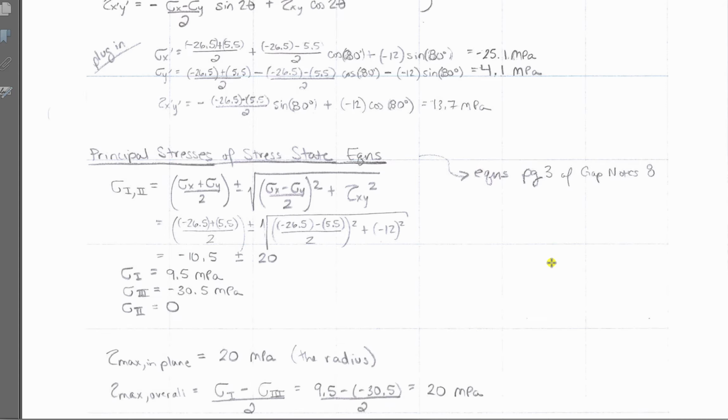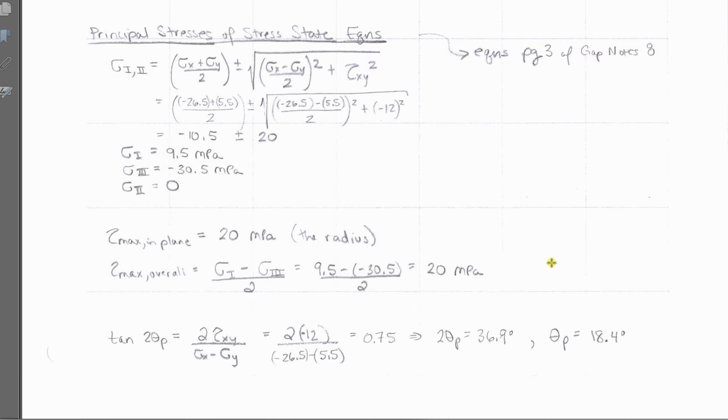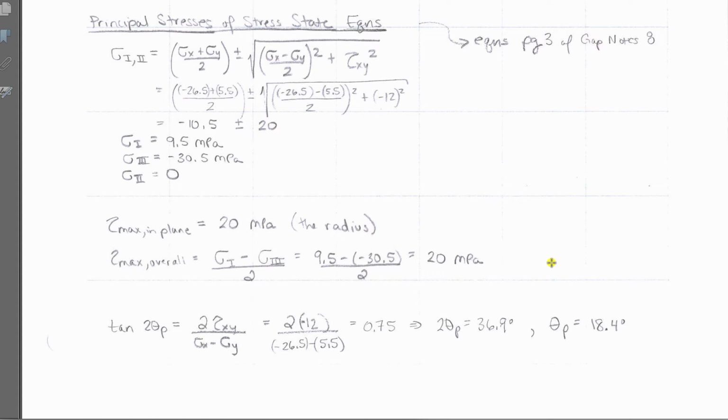The second thing that we're going to do is look at the principal stresses. So here's all of our equations for principal stresses, and we can do this independent of Mohr circle. So we have our equations here for sigma 1 and sigma 2. This is the center plus or minus the radius. So if we plug in all of our values there, being careful to keep our negative where we have compression, we have negative 10.5 as our center and 20 as our radius.